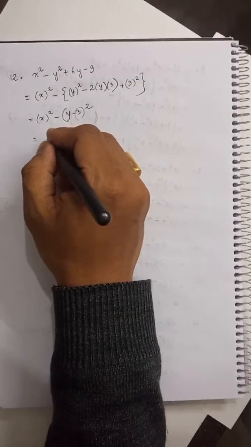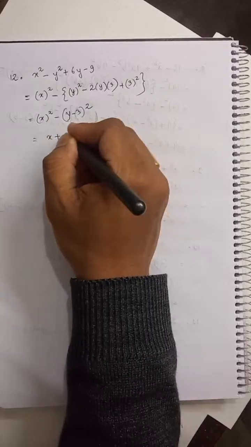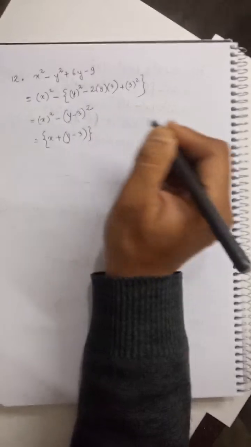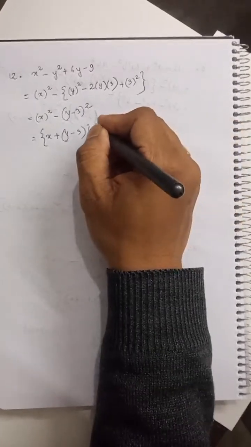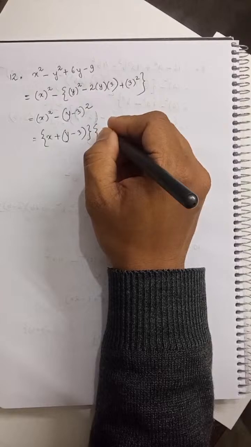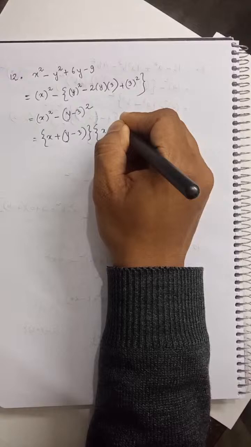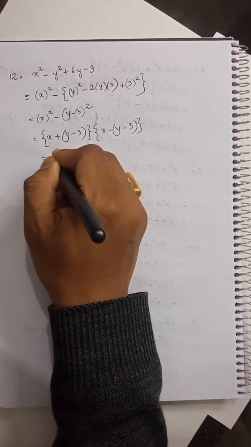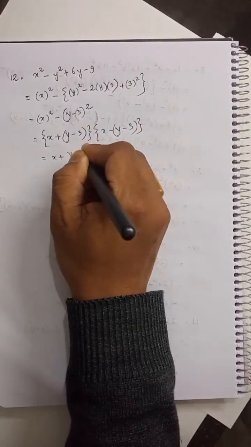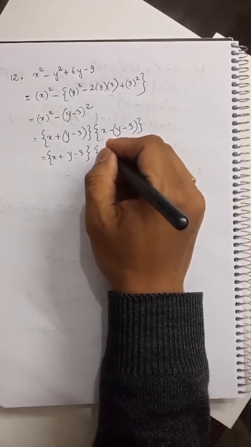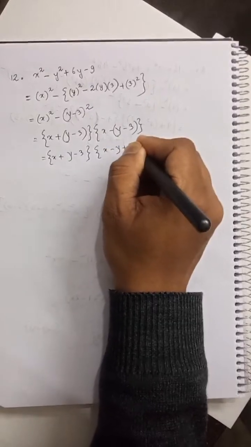So finally, let me do one thing, just write the steps step by step. So this is x minus y minus 3. So our final answer will be x plus y minus 3 and x minus y plus 3. Okay, so this is going to be our final answer.